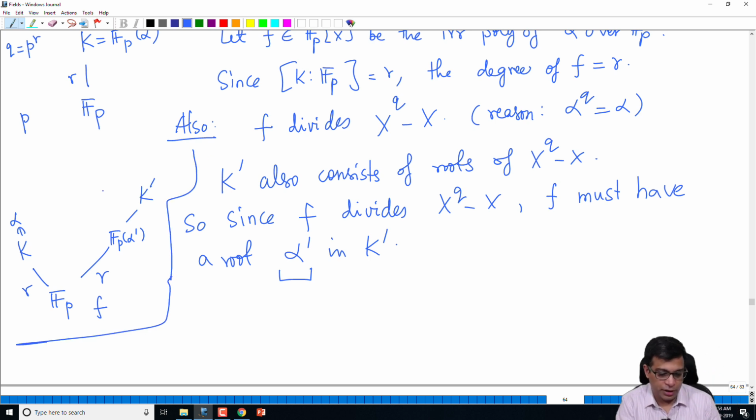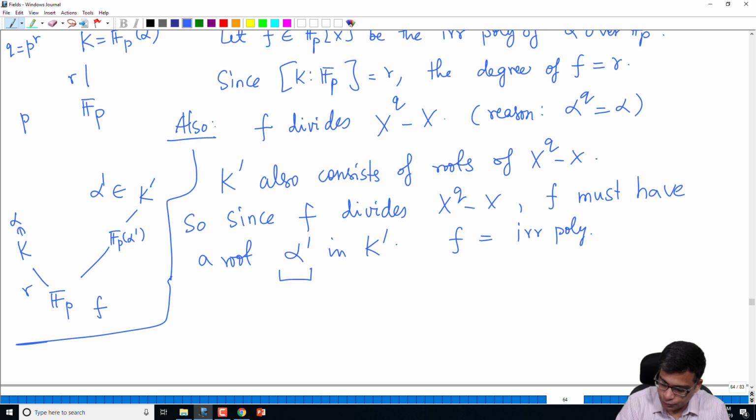So Fp(alpha prime) is the field generated by alpha prime, where alpha prime is the root of F. So F must be the irreducible polynomial of alpha prime over Fp, because F is an irreducible polynomial and alpha prime is a root of F. But then the degree of F is r.